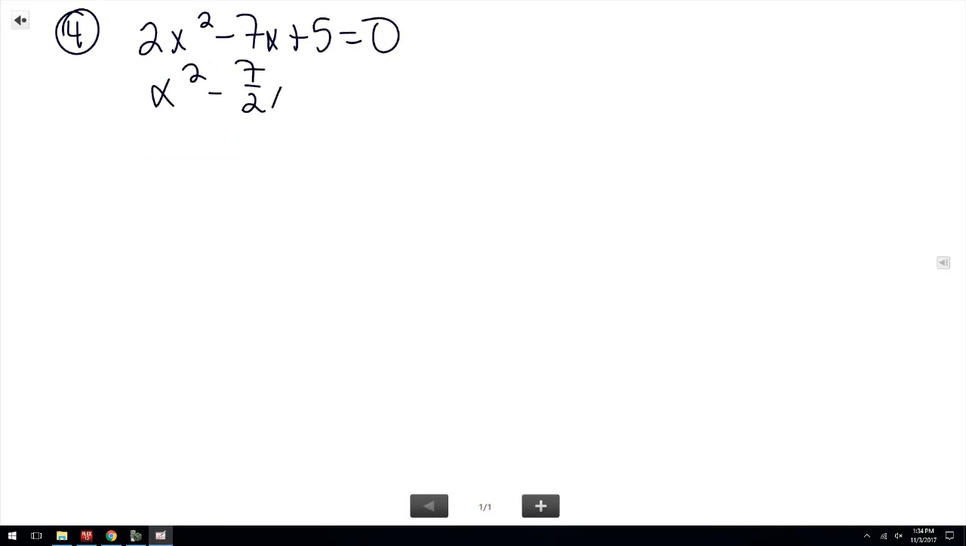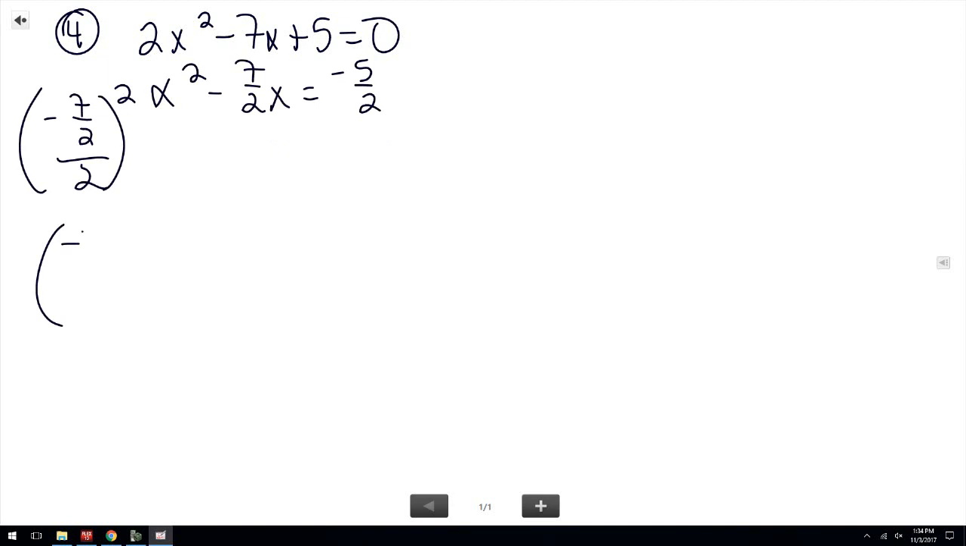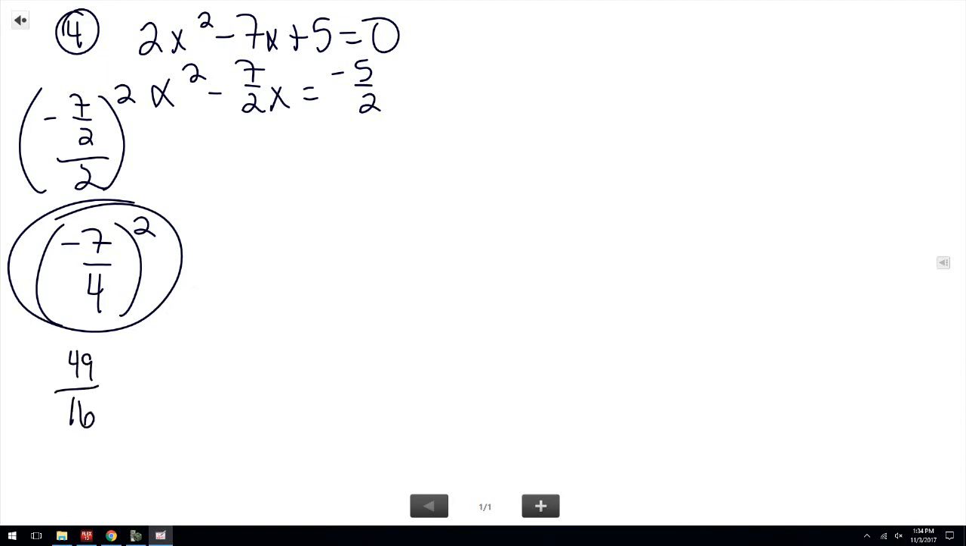Okay, now I have to rewrite the problem again. What was the problem? 2x squared minus 7x plus 5 is equal to 0. And what did we get? Negative 7/4. Okay, and you want that because that's where you can cheat, right? Yeah. Square it, and what do you get? 49 over 16. Every time, what do you do with that? You add it to the other side.